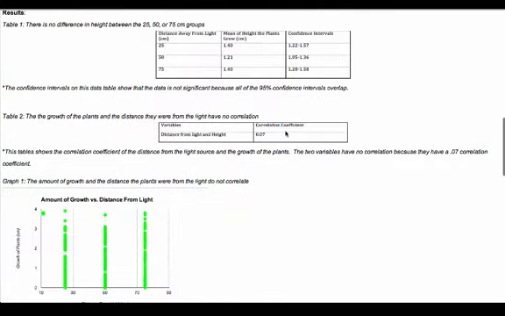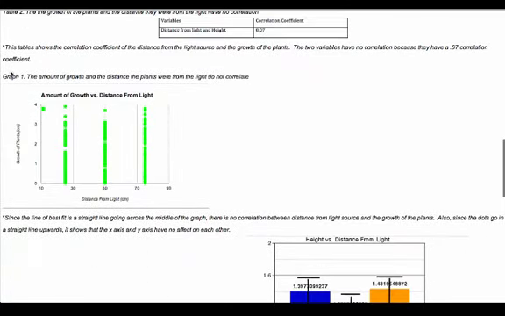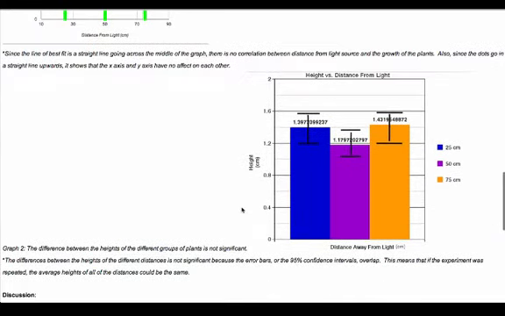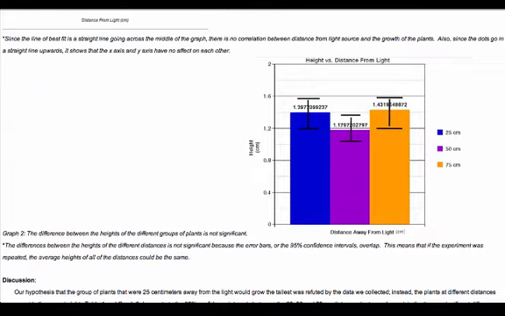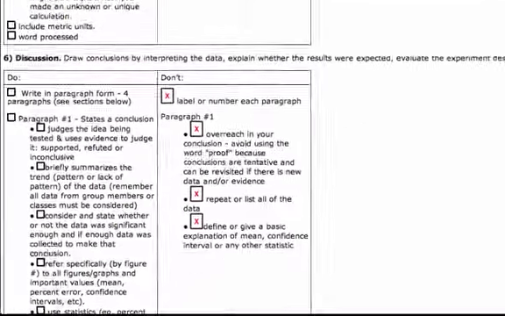Again, another table. We have a graph here, a scatter plot. Again, titles, numeric labels, metric units, each axis is labeled, captions, and again, another graph. So this is really well done. And then the final part is the discussion.